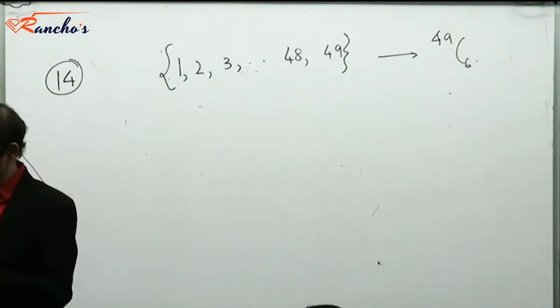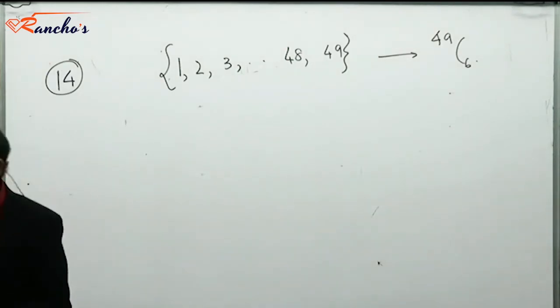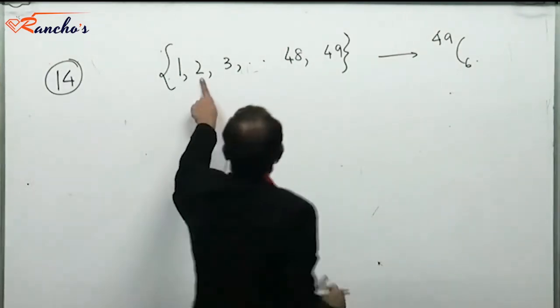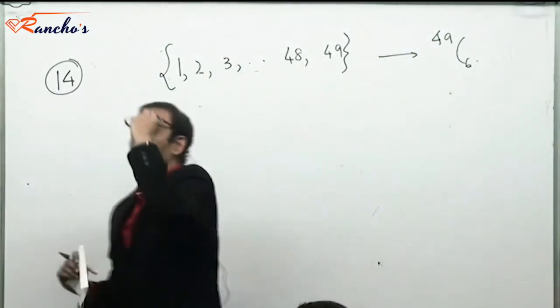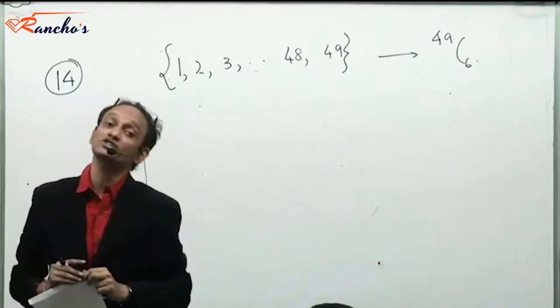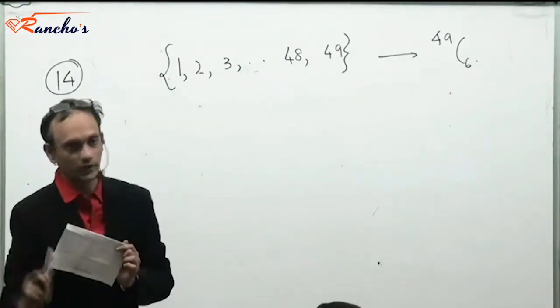We want out of these only those in which there is at least one pair of neighbors. At least one pair of neighbors. That means either 1, 2 is there, or 2, 3 is there, or 48, 49 is there, at least one pair of neighbors. In how many of these cases would there be at least one pair of neighbors? That's the count that we are seeking. Right? Okay.